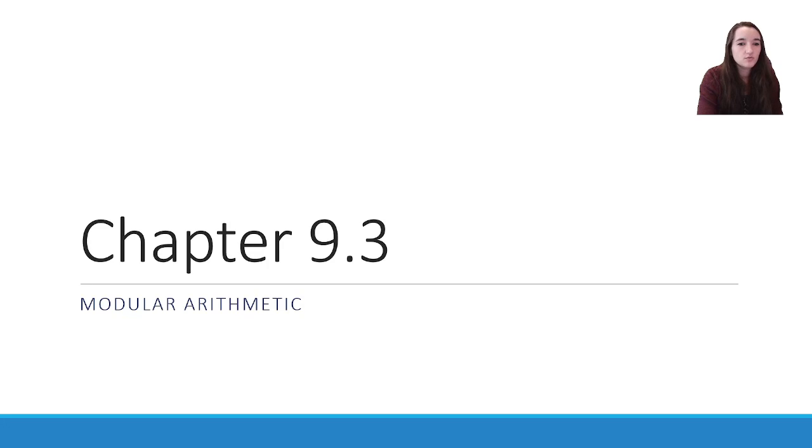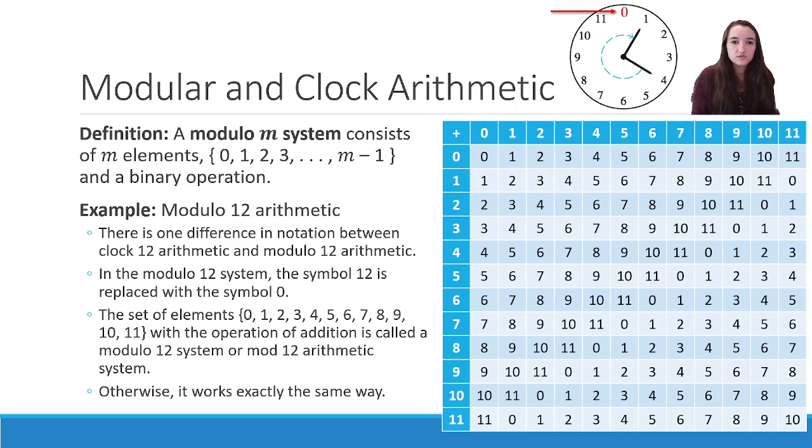Chapter 9.3, Modular Arithmetic. So this chapter is going to basically show us the intersection between our study of working in other bases with group theory. So first, let's look at modular versus clock arithmetic. These are very similar systems that are kind of easily confused.